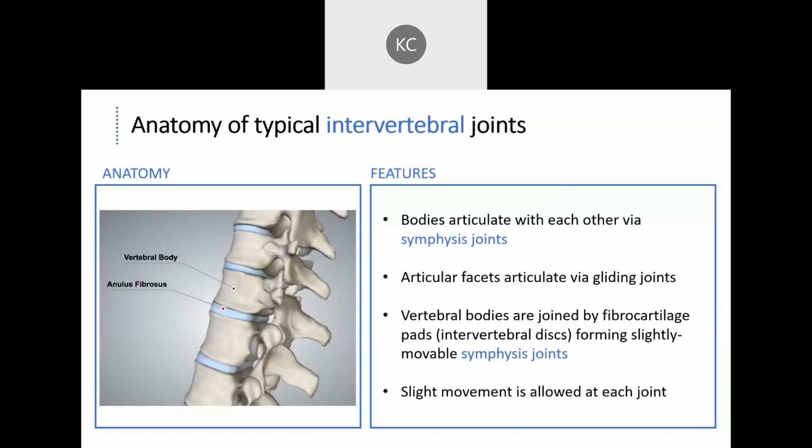After this one, these joints are considered a symphysis joint. If you recall, a symphysis joint is a subtype of cartilaginous joint, and it was a symphysis because specifically it is joined by fibrocartilage.